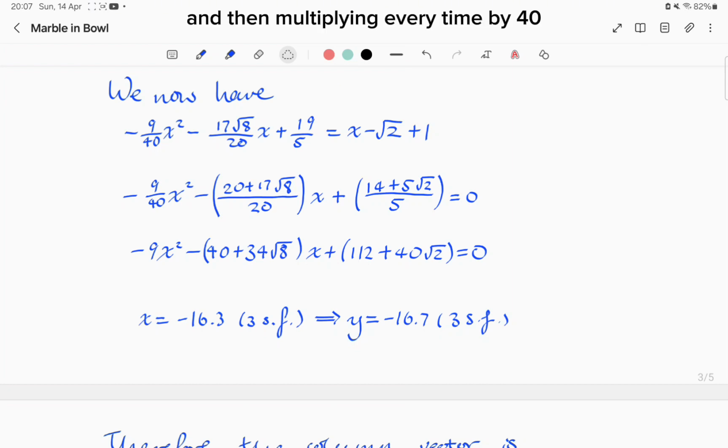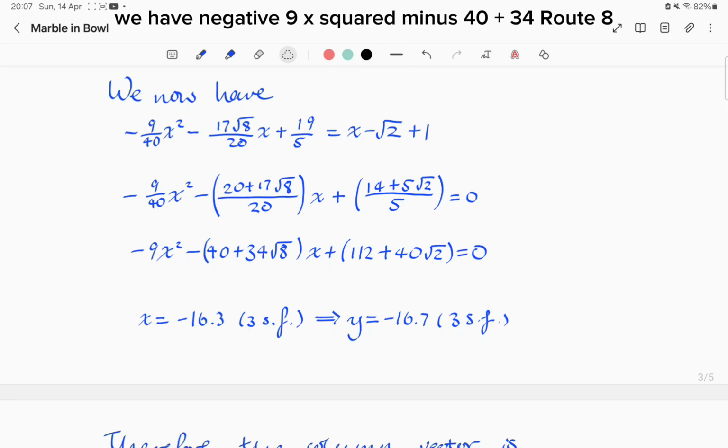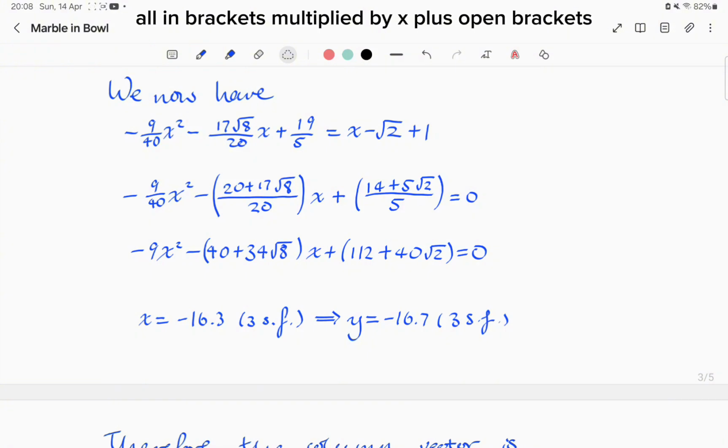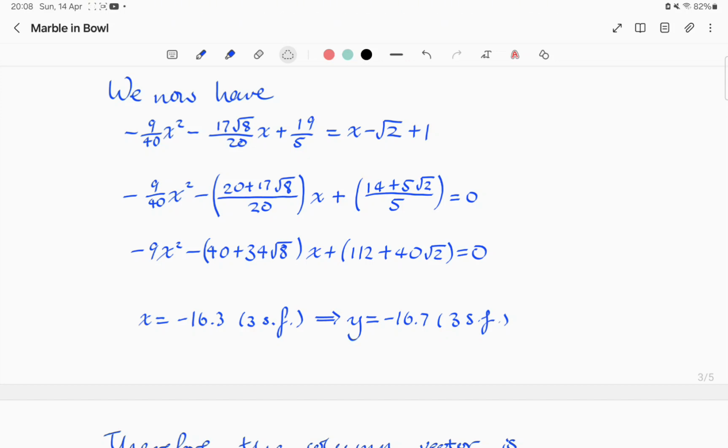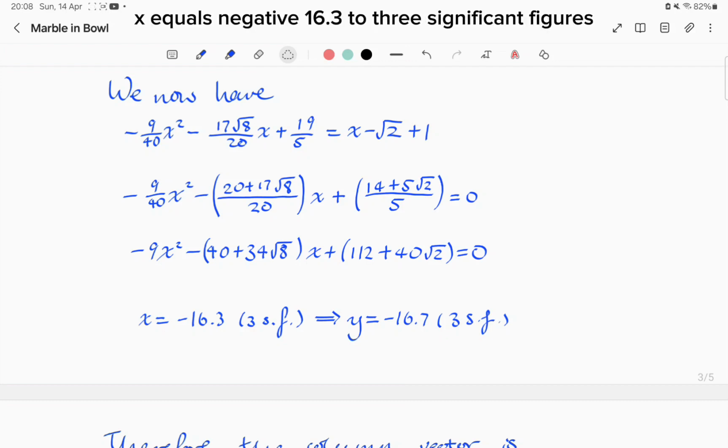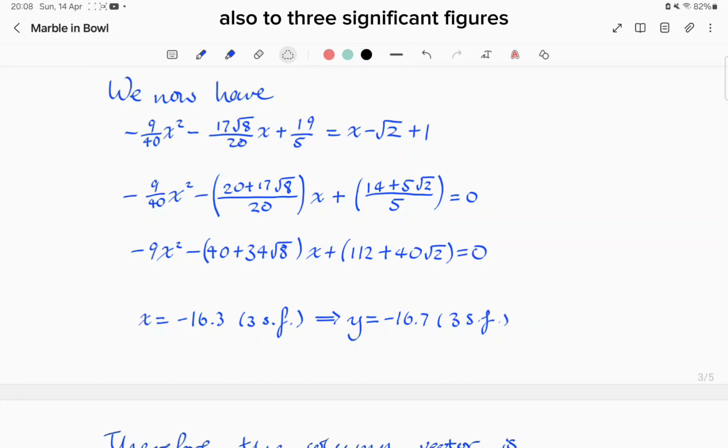Collecting like terms and then multiplying every term by 40, we have negative 9x squared minus open bracket 40 plus 34 root 8 close bracket multiplied by x plus open bracket 112 plus 40 root 2 close bracket equals 0. Placing these numbers in a calculator and solving gives us x equals negative 16.3 to 3 significant figures, and therefore y equals negative 16.7, also to 3 significant figures.